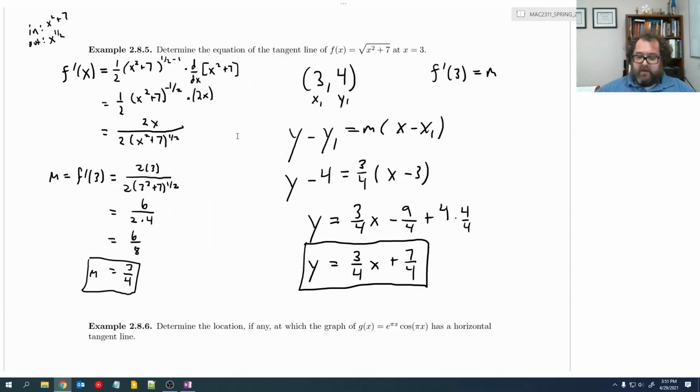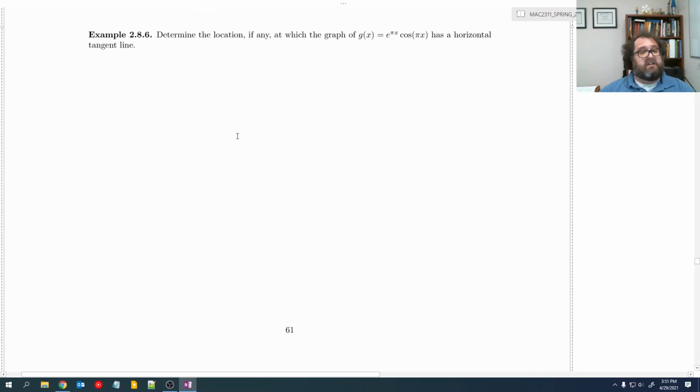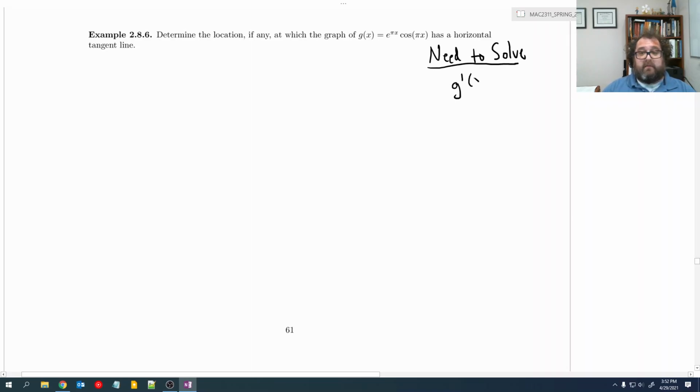Now let's do an example where we need to find some horizontal tangent lines. Perhaps if they exist, of course. You're not guaranteed they exist, but we can do our best. Okay. Remember, what's our method for that? Our method is to set the derivative equal to 0 and solve. So we need to solve the derivative g prime equals 0.